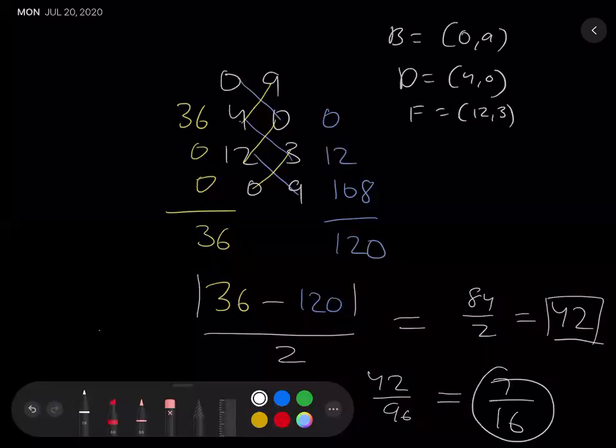So once you do that, we got 120 minus 36 over 2, which is 42. And then we know the area of the triangle, which is 96. So our answer is 7 over 16.